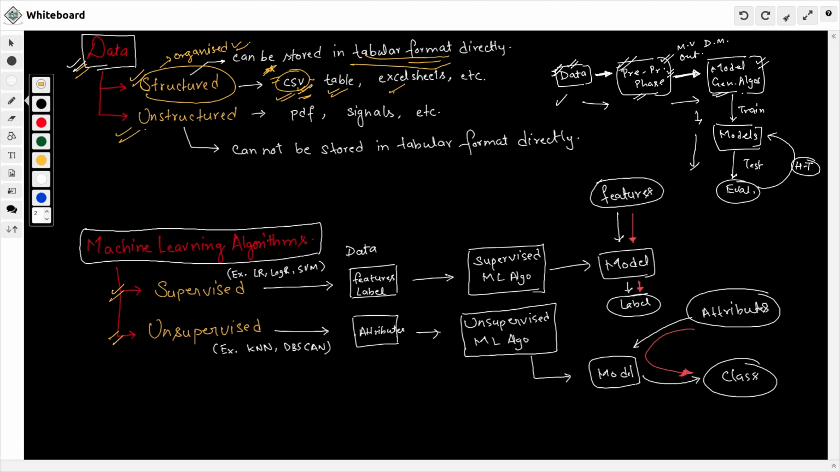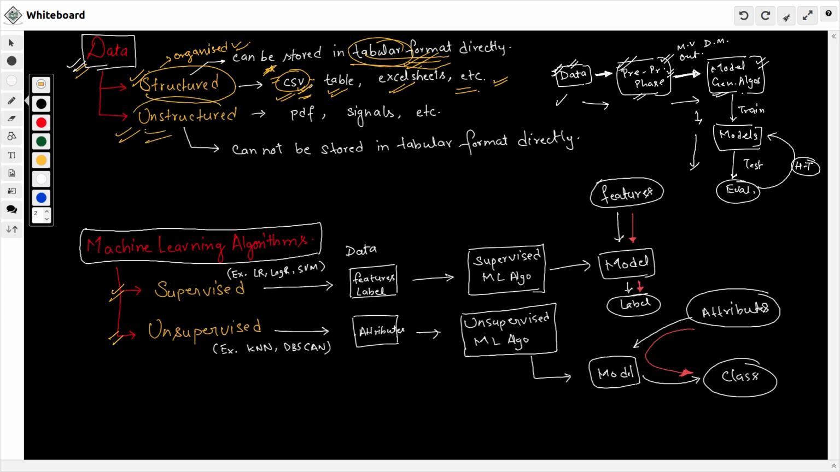Similarly, we have tables, like we have Excel sheets, we have different HTML tables also, and all those things are examples of structured data sets. Okay, so whenever you have some proper organization, a definite way of storing the data, and the data can be directly represented in the form of a table, then we say that it's a structured data set.